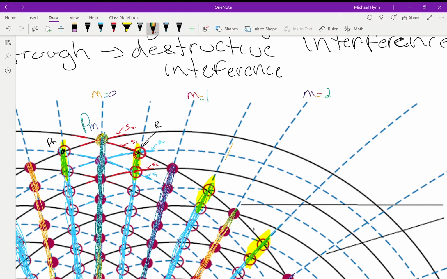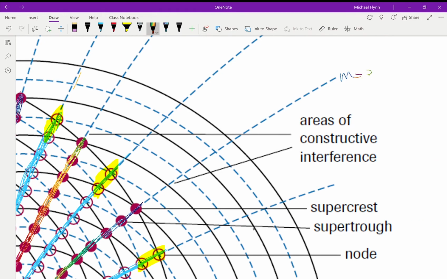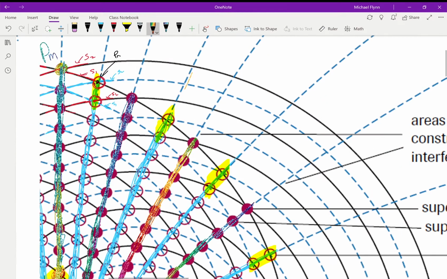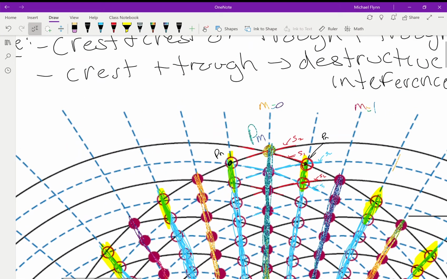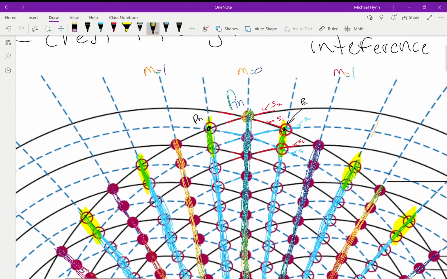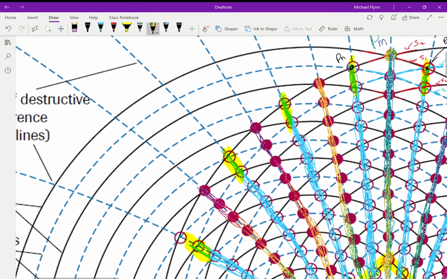M equals 2. And over here is M equals 3. Okay? Then on the other side of the picture, they're the same number system. So this is M equals 1, this line, right? The next line of constructive interference, M equals 2, and then finally, M equals 3. Okay?